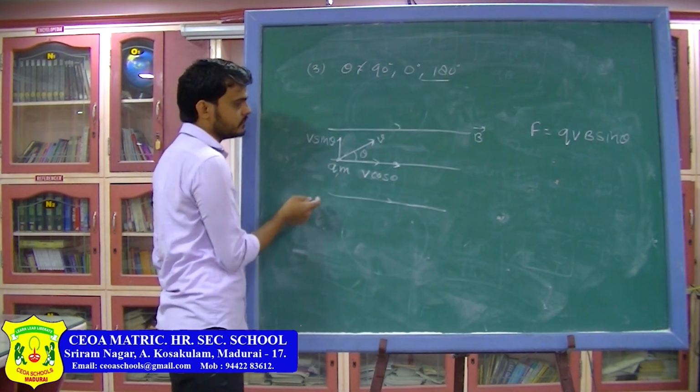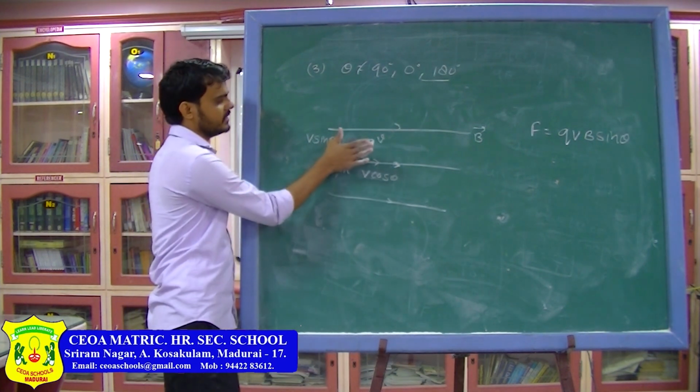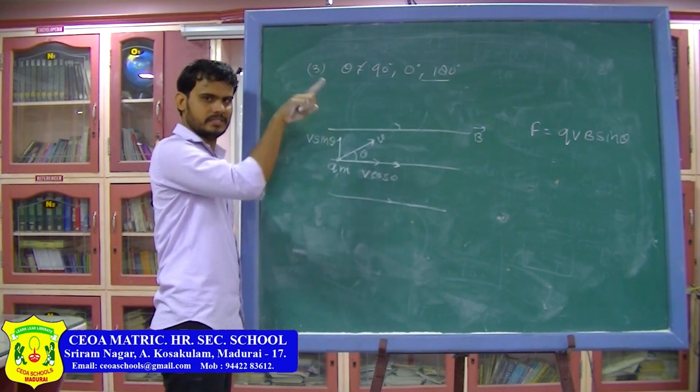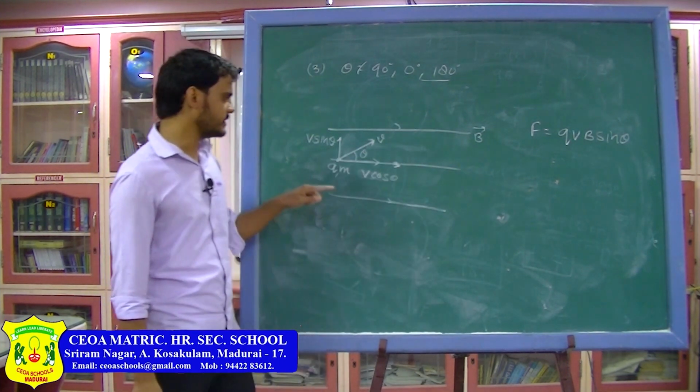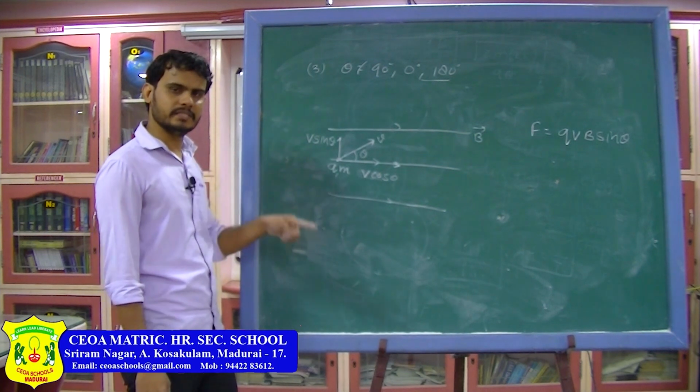As you can see from the direction of the right hand palm rule, the particle will move like this, in a circle. So if the velocity was parallel, the particle will move like this. If the velocity is perpendicular, the particle will move in a circle.